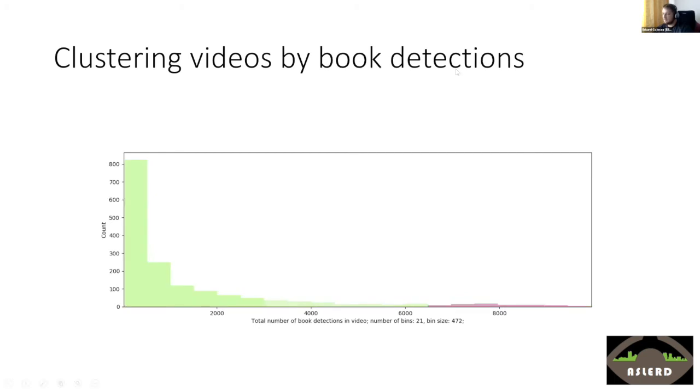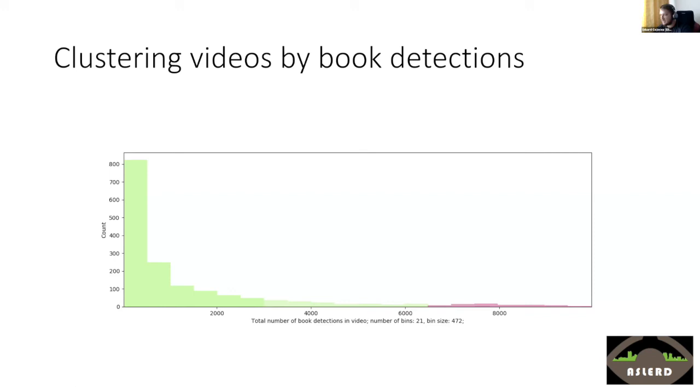Then we did it by the book detections. The first cluster, with less than 3,000 detections, usually meant classrooms where books were visible but were not necessarily the dominant object, since we also have tables, TV monitors, and other objects. Then we had the second, from 3,000 to 7,000. We have commercials, school commercials.